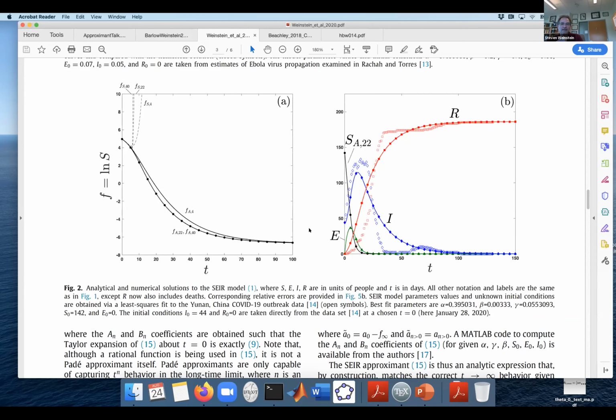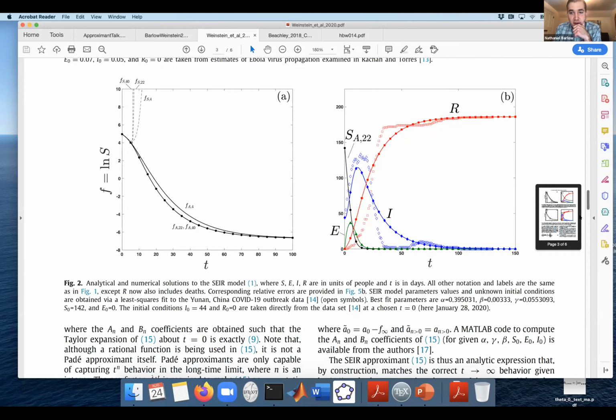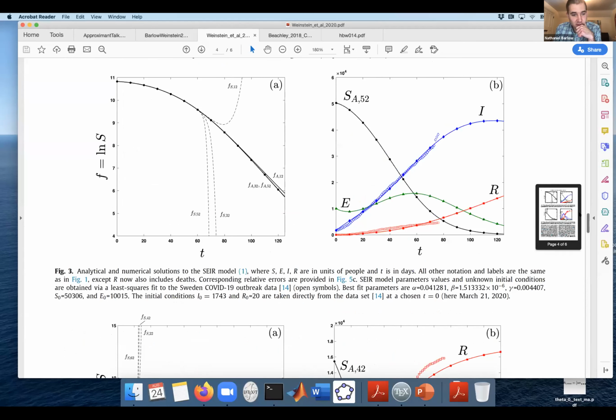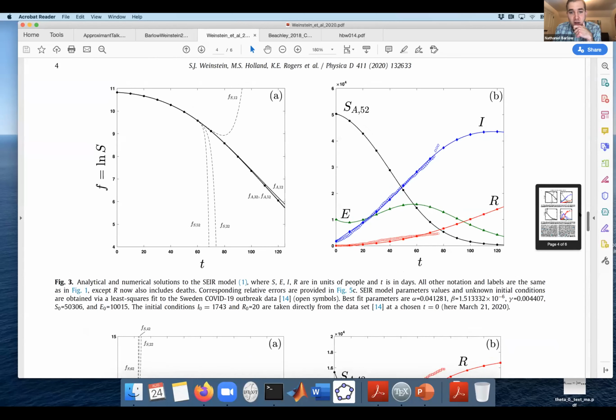That's the idea, the solid dots. Solid dots, correct. Show them figure 3, Nate. Oh, this is Sweden. So this was interesting.